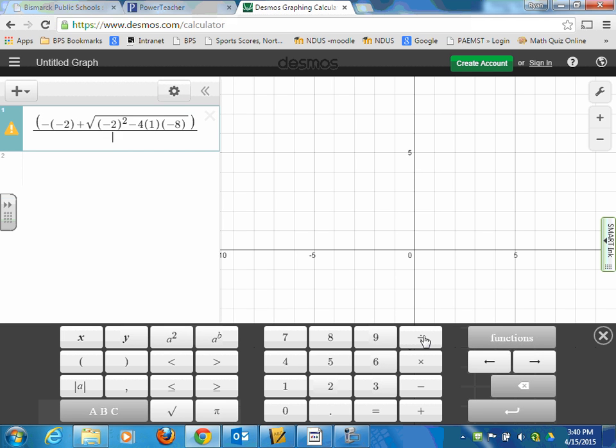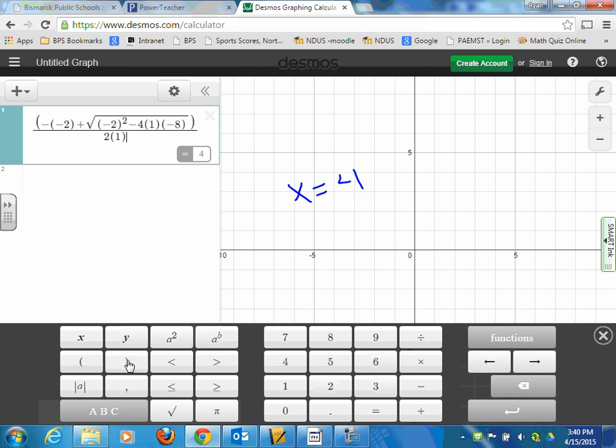Everything gets raised up. Now I can finish it off, and I could type in 2 parentheses by 1 parentheses, and the answer automatically appears. It's 4. So I'll put my first answer as x equals 4. There's not a lot of work to do. You just have to know how to plug it in.